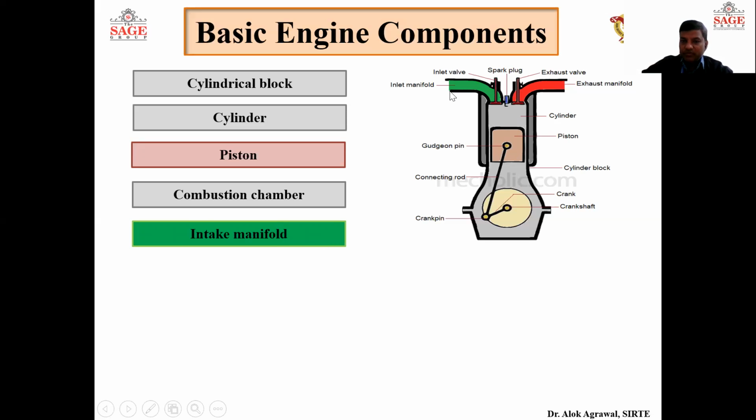Next one is the intake manifold. This is a pipe through which the charge comes inside the combustion chamber. This is the path followed by the charge when it is coming inside the combustion chamber. This is the exhaust manifold. After the fuel burns, the exhaust gases are taken out from the combustion chamber through this exhaust manifold.